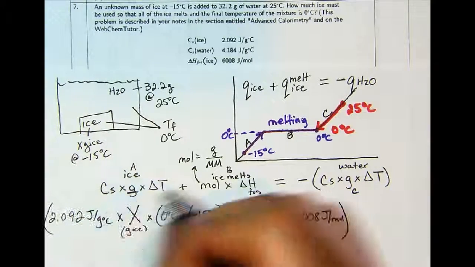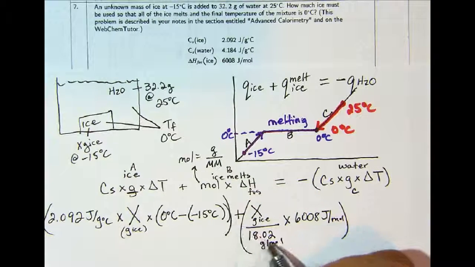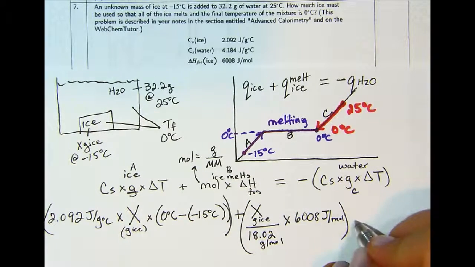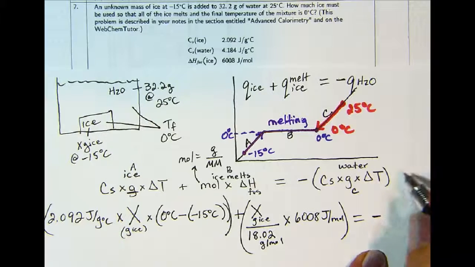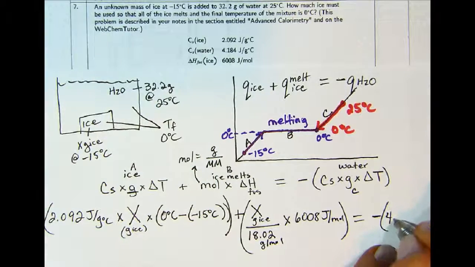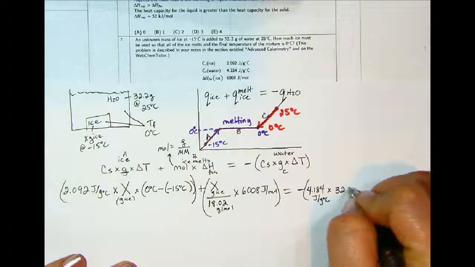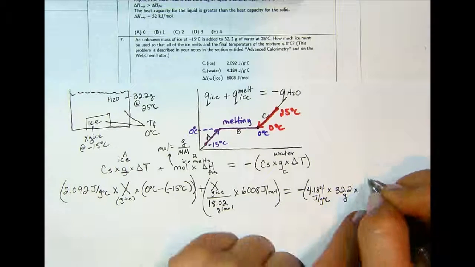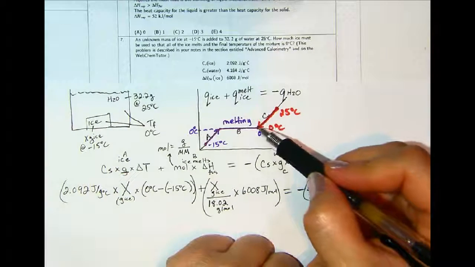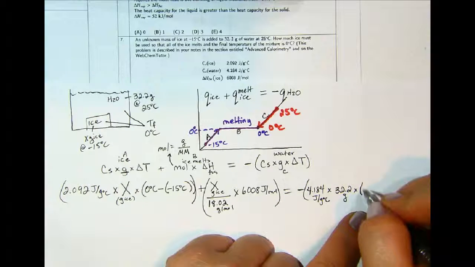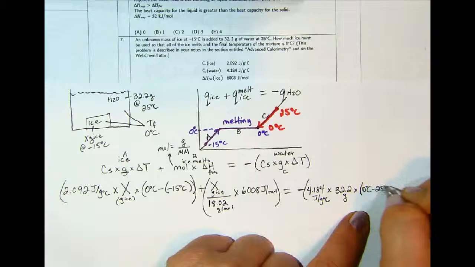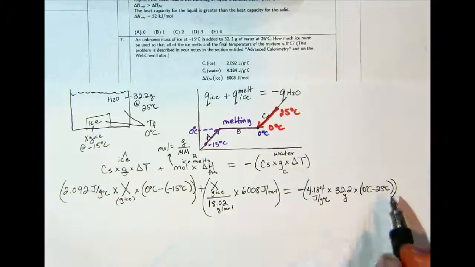So we have our Cs times g times delta T plus our moles times delta H equals the negative, and our specific heat for water is 4.184 joules per gram degree Celsius, times the mass of water, 32.2 grams, times the change in temperature. The final temperature is 0, the initial temperature is 25, so 0 degrees minus 25 degrees Celsius.